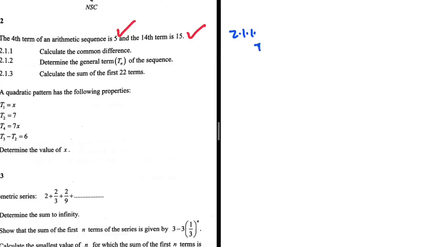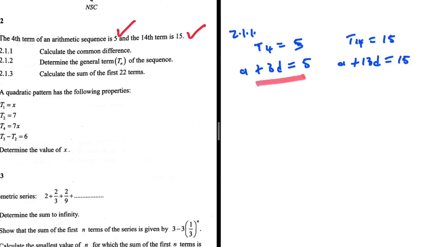It is said that T4 is equal to 5, but we know fully well that T4 is just A plus 3D. So A plus 3D equals 5. On the other hand, T14 is said to be equal to 15. So we have A plus 13D equals 15. We want the common difference, so what can we do? We make A the subject of the formula in this equation and in this equation, and equate the two.